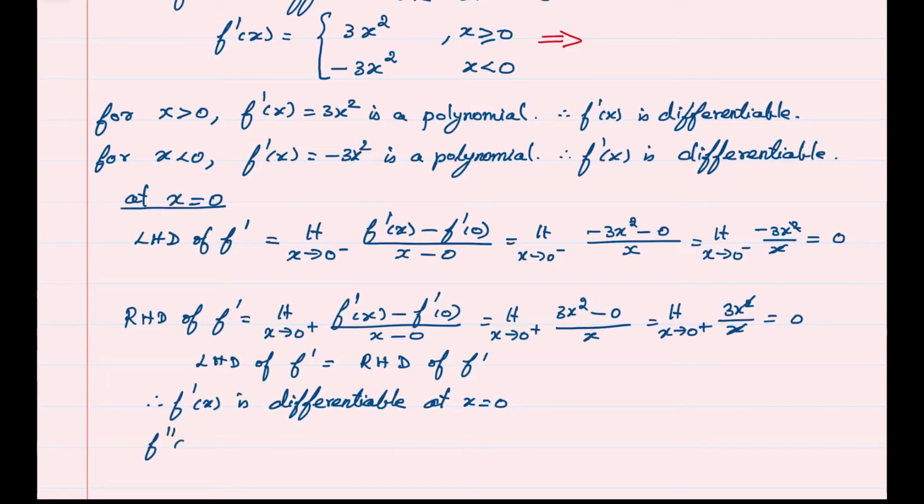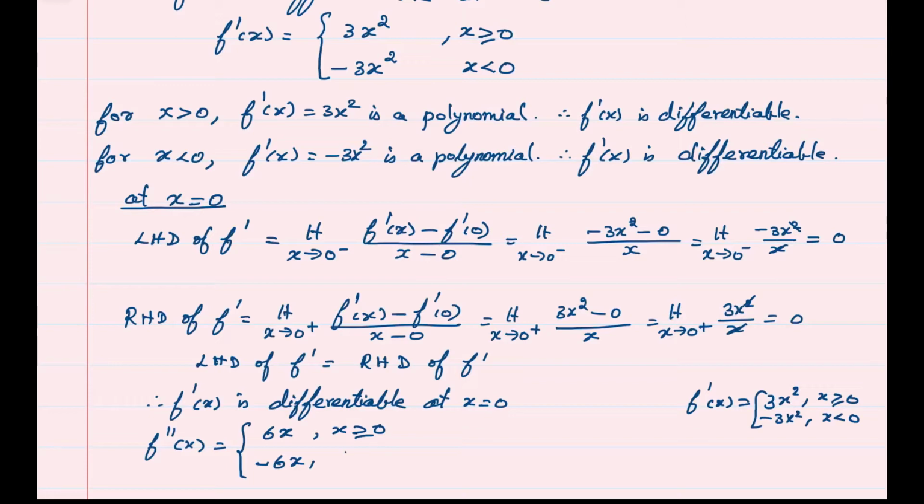Therefore, f dashed of x by definition is 3x square for x greater than or equal to 0 and minus 3x square for x less than 0, from which we can write f double dashed. For x greater than or equal to 0, it becomes 6x, and for x less than 0, it becomes minus 6x. Therefore, f double dashed of x exists for every real value.